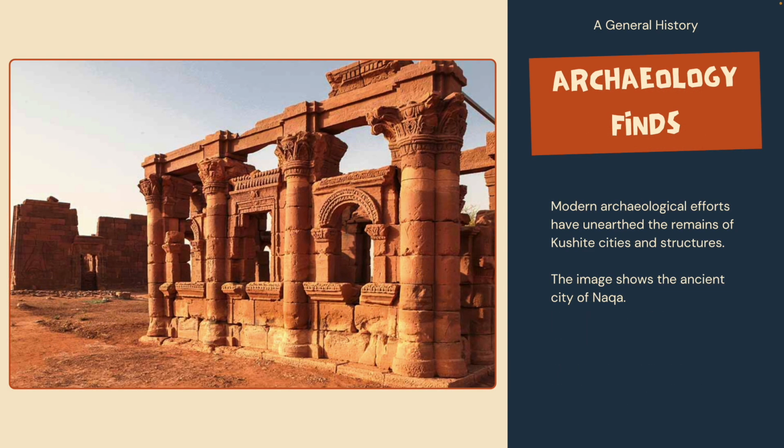Archaeological finds. So modern archaeological efforts have unearthed the remains of Kushite cities and structures. The image shows the ancient city of Narka. So these excavations provide valuable insights into the daily life and achievements of the Kingdom of Kush. The discoveries contribute to ongoing research on ancient African civilizations.